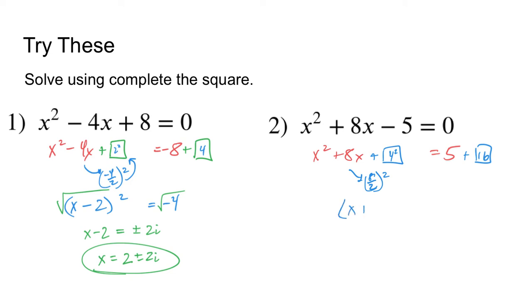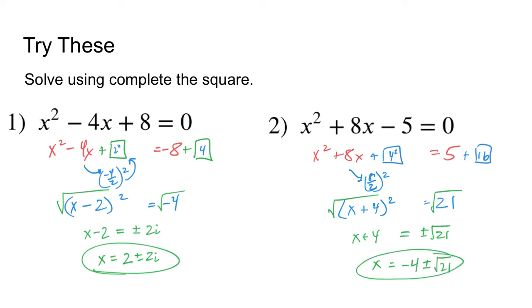That makes this left side turn into x plus 4, that quantity squared. And 5 plus 16, that's 21. I'll take the square root of both sides. I'll get x plus 4 equals plus or minus the square root of 21. Subtract my 4 from both sides. I get negative 4 plus or minus the square root of 21. There's my 2 answers right there.